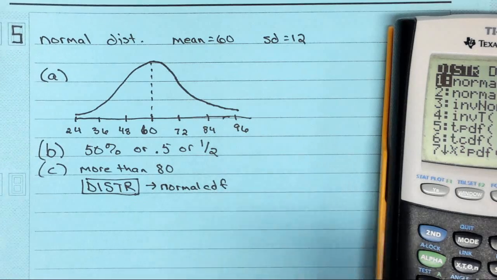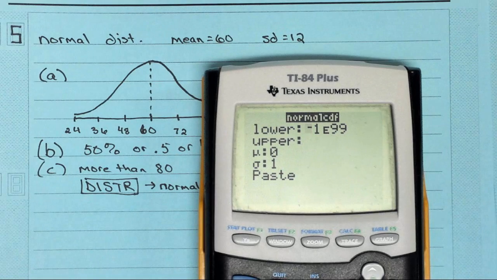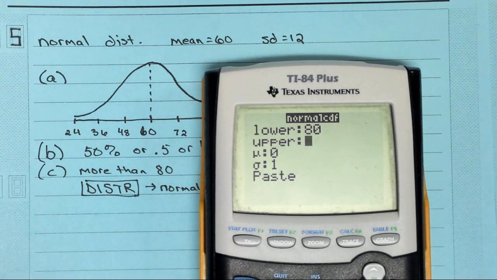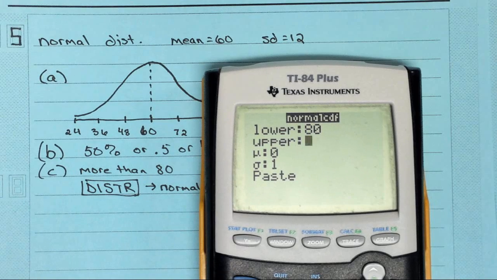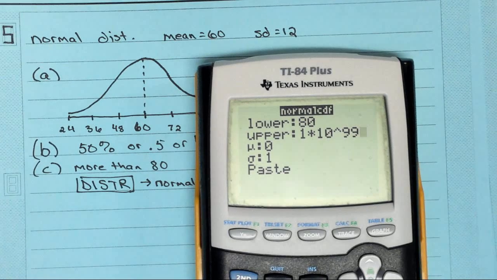Okay, so I'm making a note here just so we can remember. Lower boundary. If we're wanting more than 80, what's the lower boundary? 80. Yep. If we want more than 80, it's 80. The upper bound is the biggest number you can think of. Infinity, which is 1 times 10 to the 99th. That's 1 with 99 zeros behind it. That's pretty big.